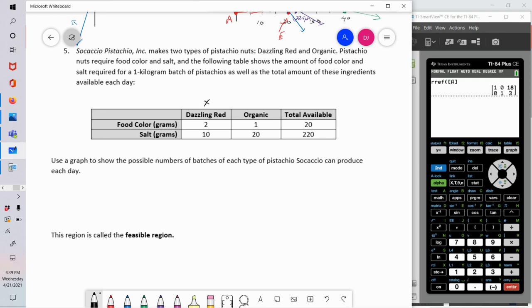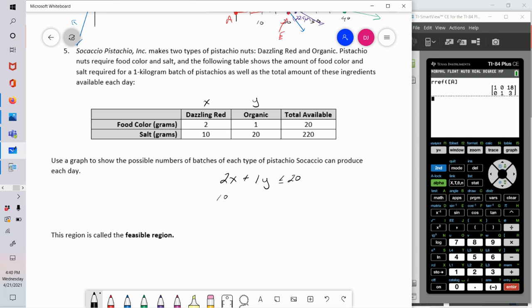Now, they can produce X batches of the red, Y batches of the organic. Food coloring: they're going to use 2 grams of food coloring for each batch of the red. They're also going to use 1 gram of food coloring for each package of organic. And they have a total of 20 grams available, which means the amount they can use is going to be less than or equal to 20. You can use less than you have available, you can't use more. You can use all of what you have available, but you can't use more.